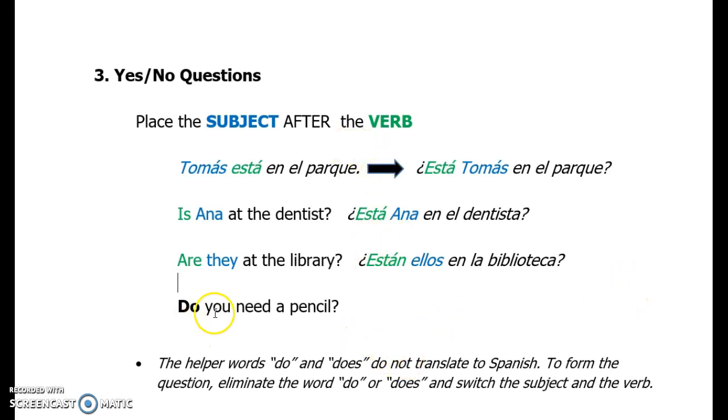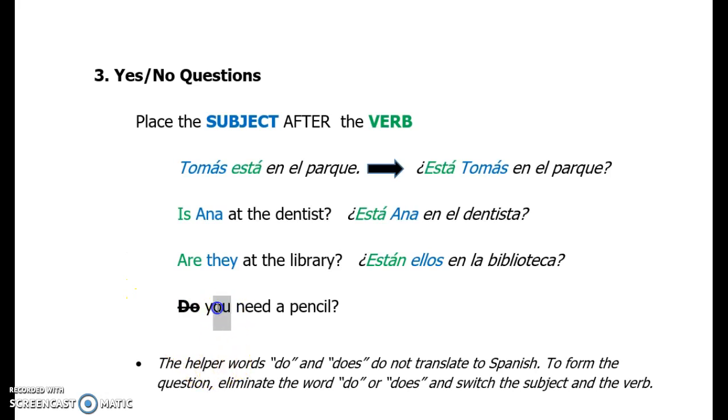Here's where things get interesting. You see this word do? Well, the helper words do and does do not translate to Spanish. Okay, they just don't exist as helper words for questions. So to form the question, we are going to, look down here, eliminate the word do or does. We are going to get rid of it. And then we are going to switch the subject and the verb.